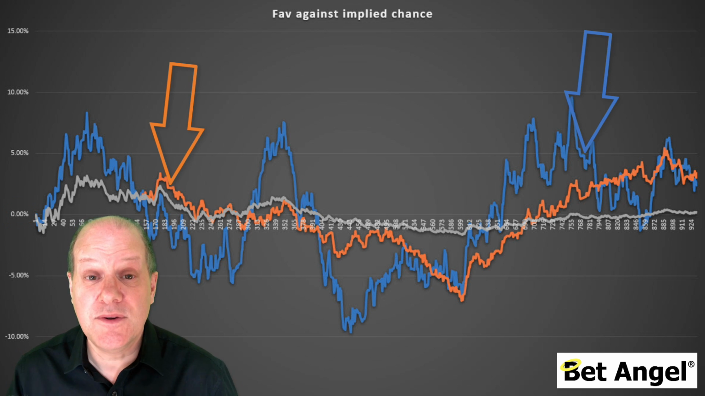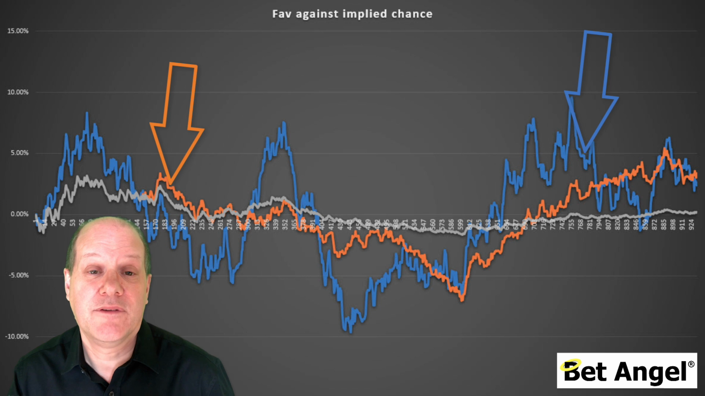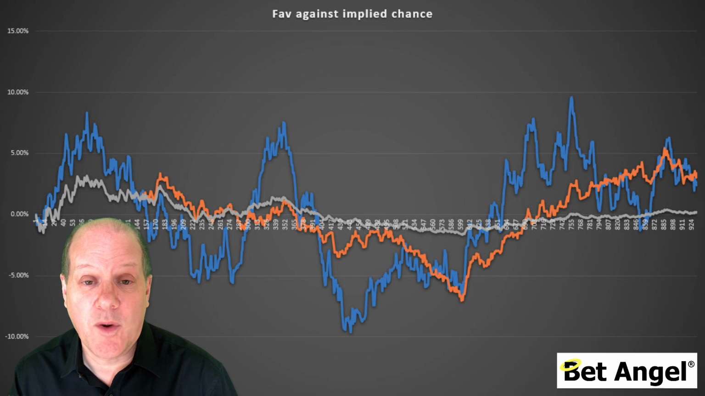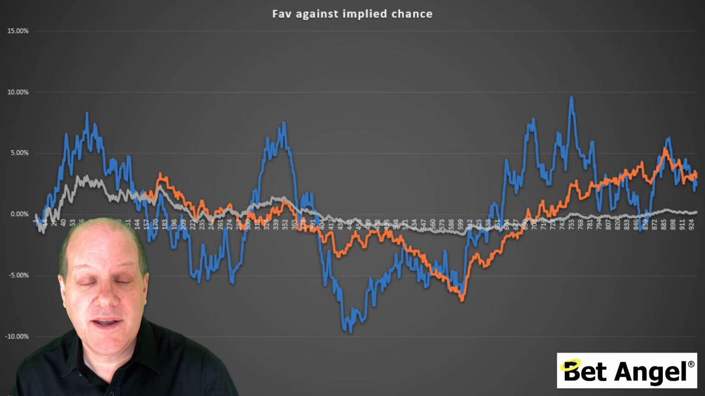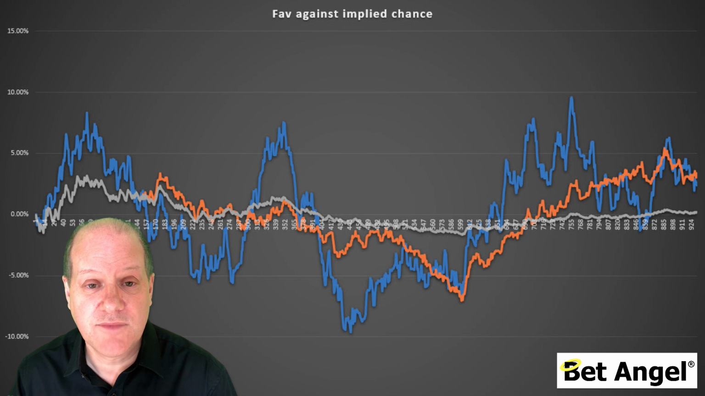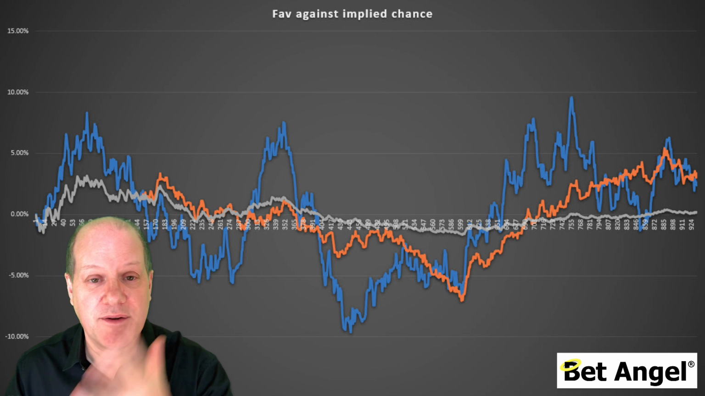But then if you look at these other two lines that you have on the graph, then what you'll notice is there's quite wide variations. So if we look at the blue line, that is representing the last 100 races. So you can sort of see that moves around a fair bit.